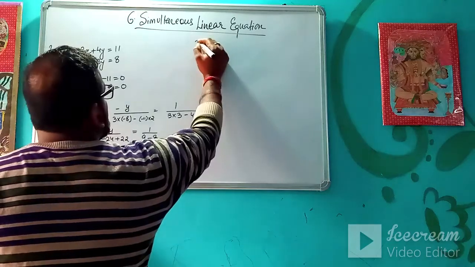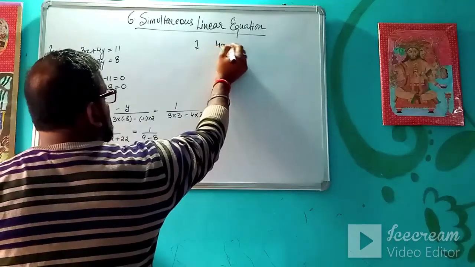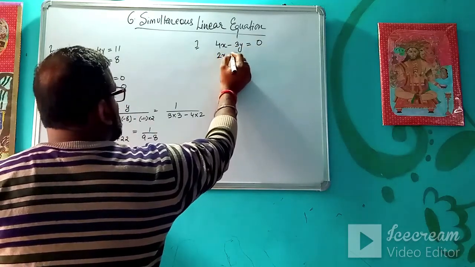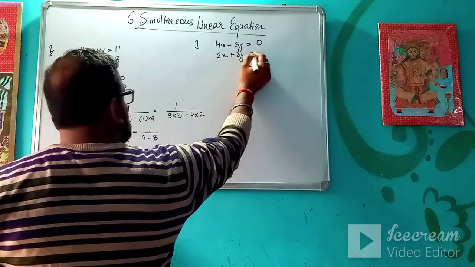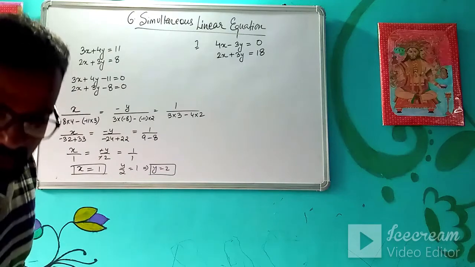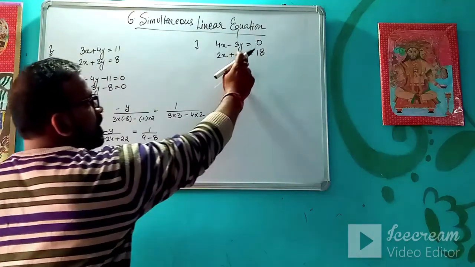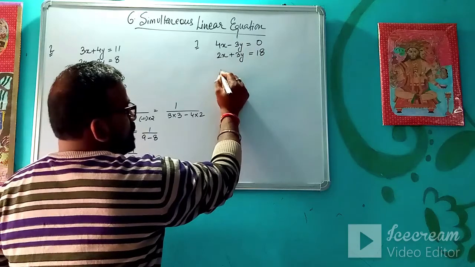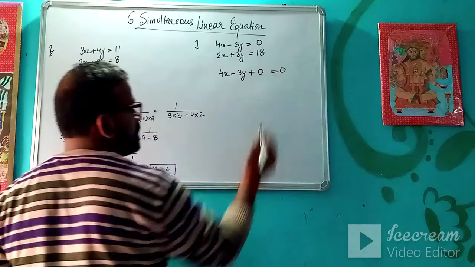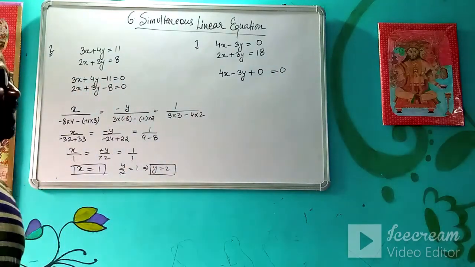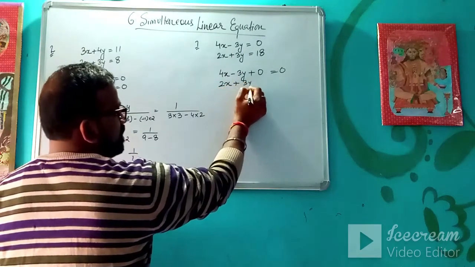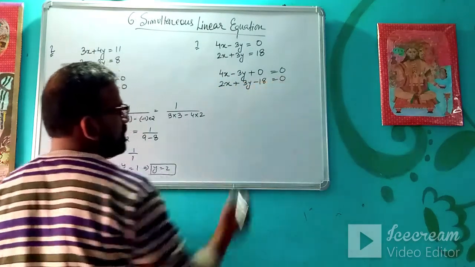Okay, suppose a question is like this: 4x minus 3y is equals to 0, 2x plus 3y is equals to 18. Okay, now in this question no constant term is there, so I will write 4x minus 3y plus 0 is equals to 0. Since adding the 0 will not alter the equation, and here I will bring this 18, so it is minus 18 is equals to 0.